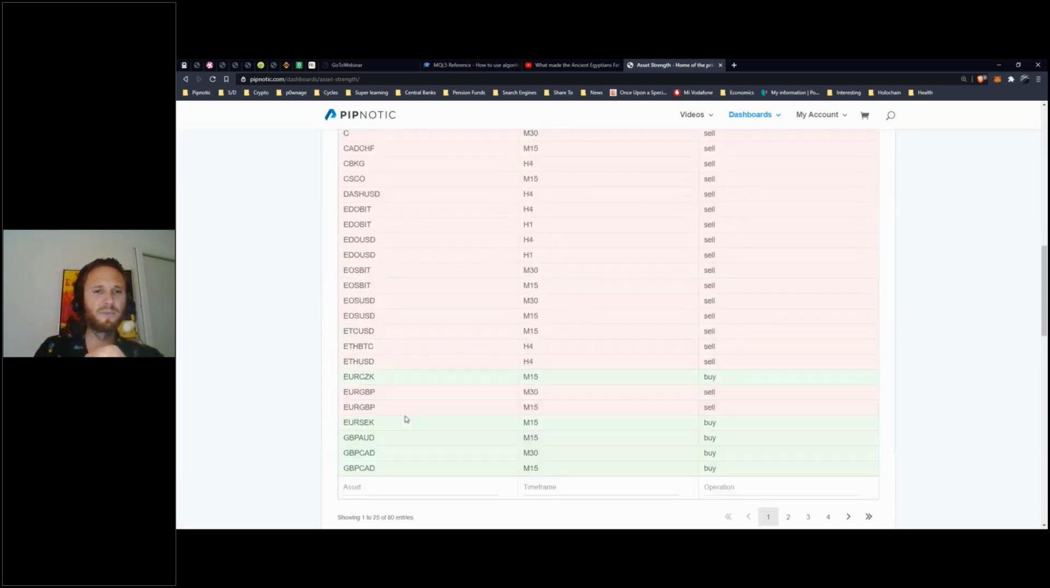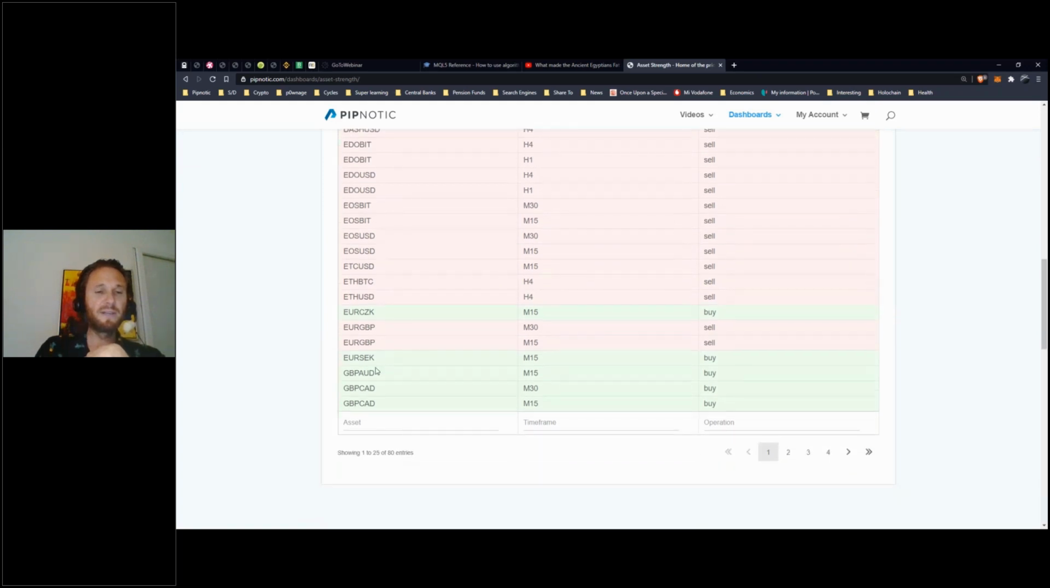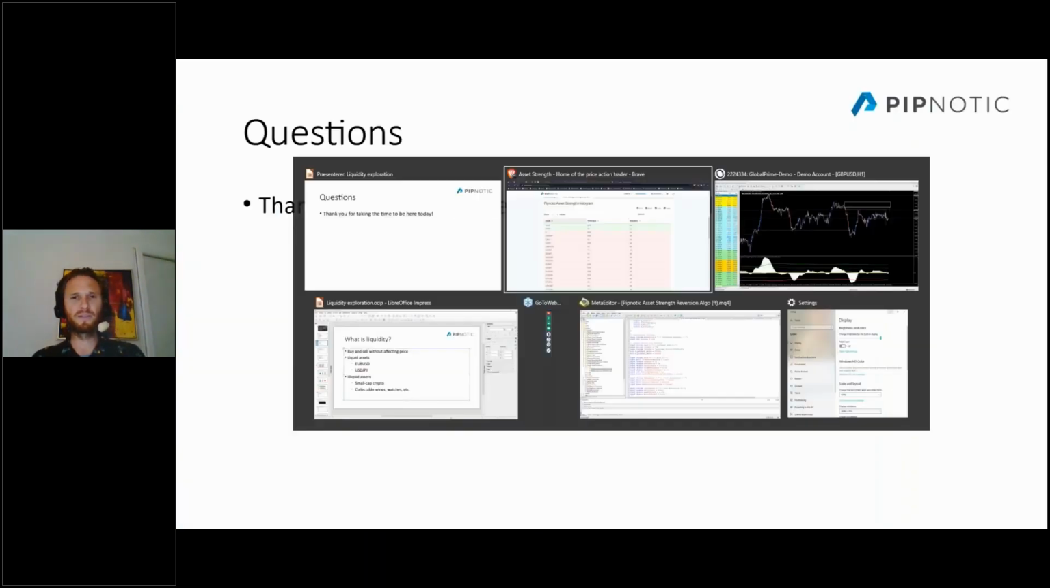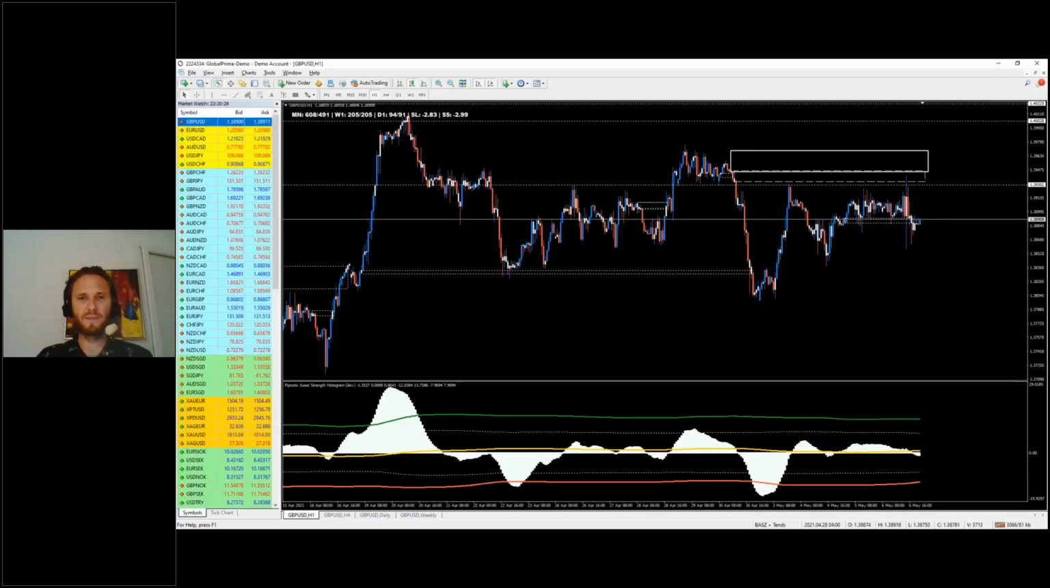We have 80 symbols, and here we can see that the pound Australian dollar is ripe for buying on the 15-minute chart, and the pound CAD on the 30-minute and the 15-minute chart. So you can go here and look at it and use it. But it's not going to be as useful as what we have here, where you can actually see the developments over time.